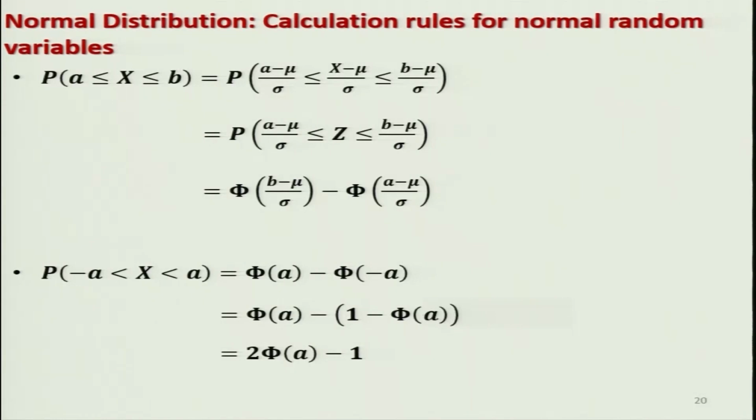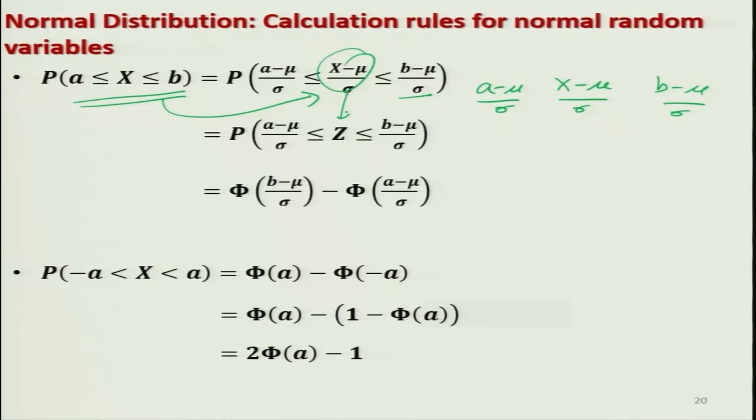And similarly, if you want to compute the probability that x is lying between small a and small b, I can use the same mathematical formulation: write a, x and b, subtract mu in all the values, and then divide all the values by sigma. Then the same quantity can be written as x minus mu upon sigma lying between a minus mu upon sigma and b minus mu upon sigma, and this quantity is z. This is nothing but the CDF at b minus mu upon sigma minus the CDF at a minus mu upon sigma. So, you can compute this probability also.